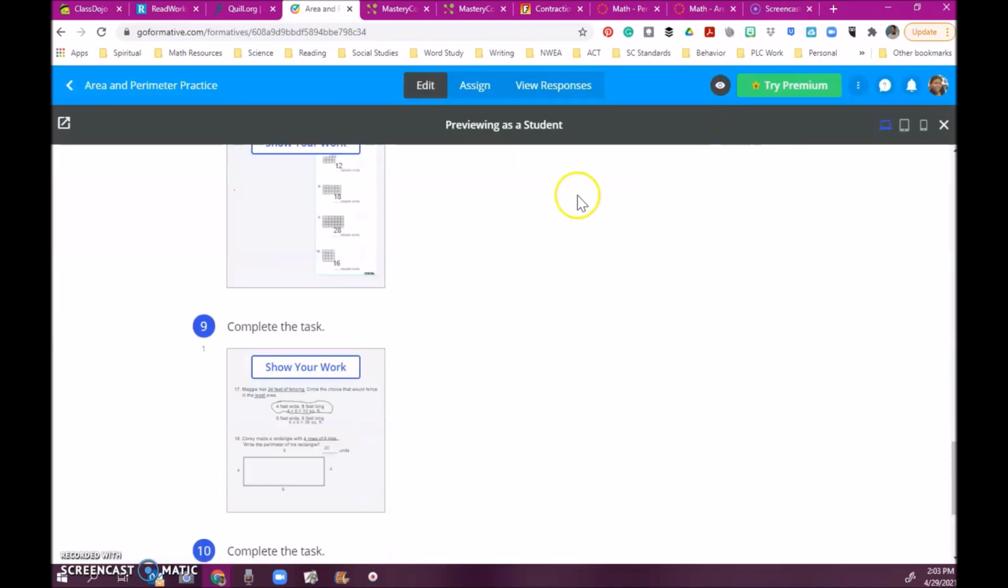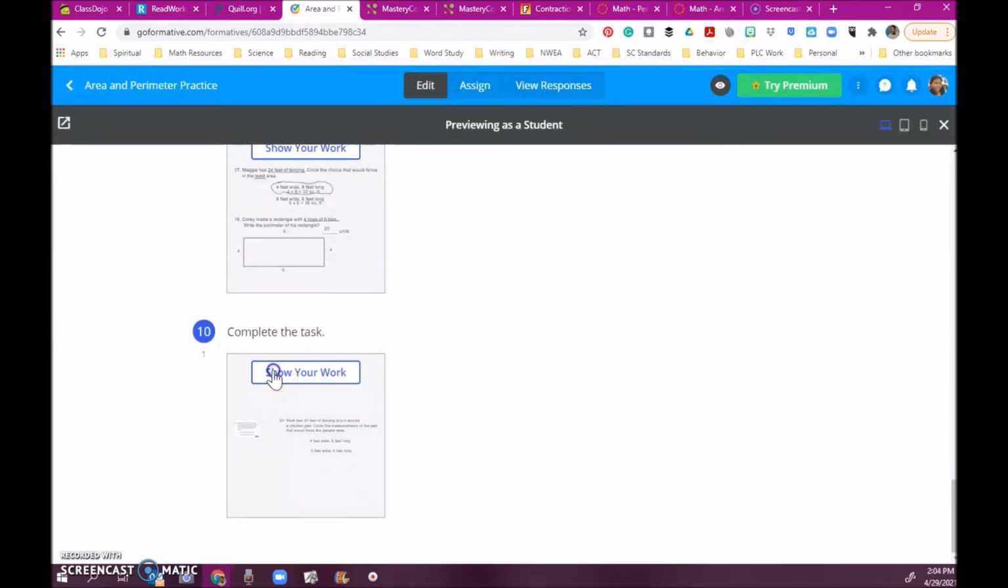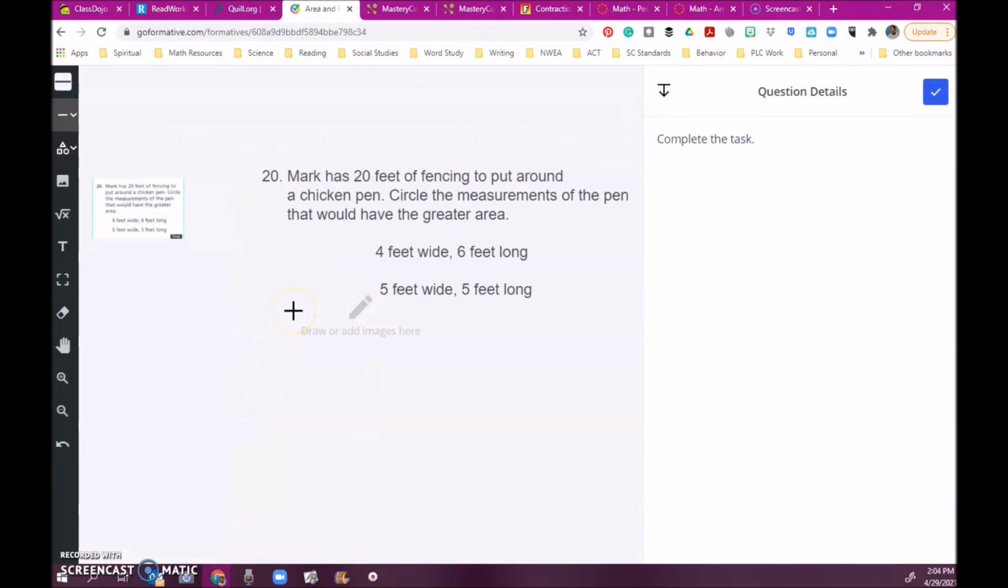Okay, moving on to the very last one you have to do, task 10. There's only one here, and it is exactly like number 17. Mark has 20 feet of fencing to put around a chicken pen. Circle the measurements of the pen that would have the greater area. So in this task, we're looking for the greater area.